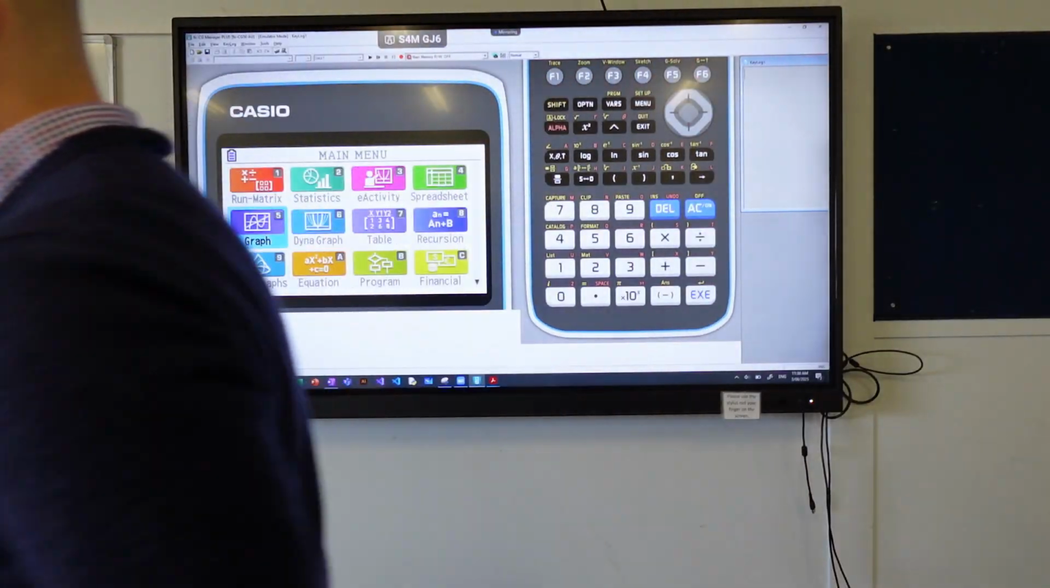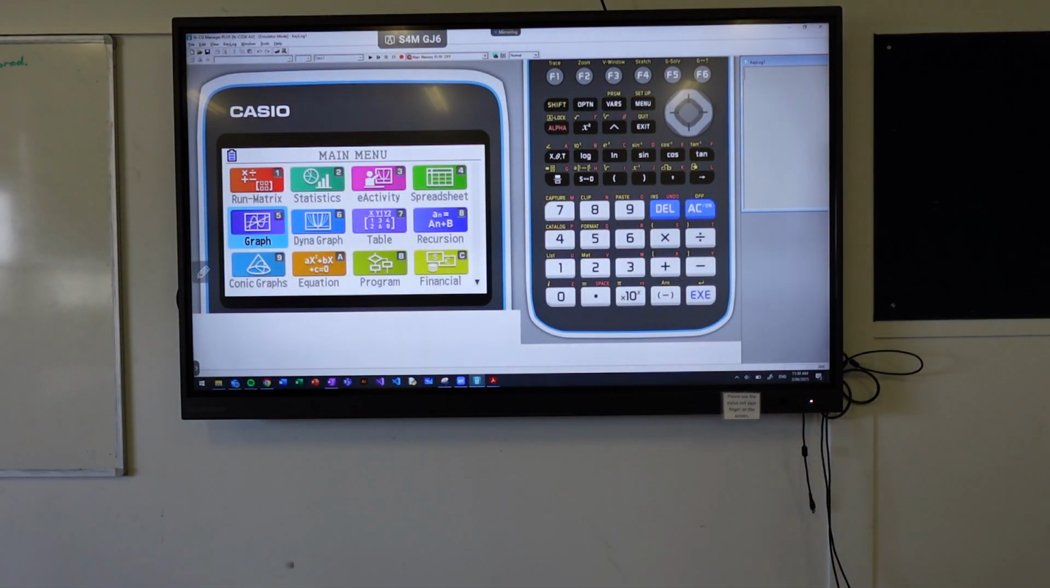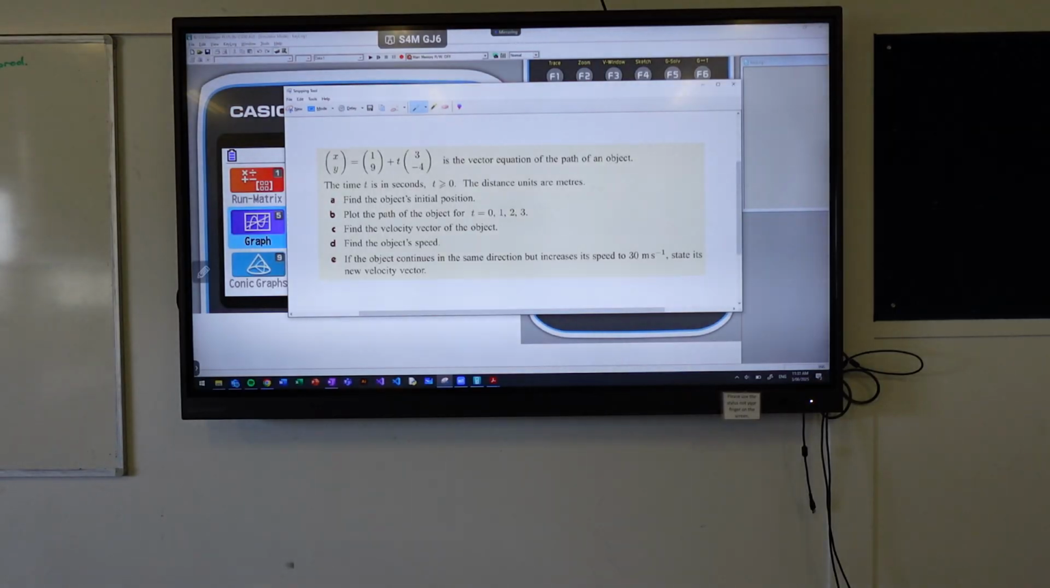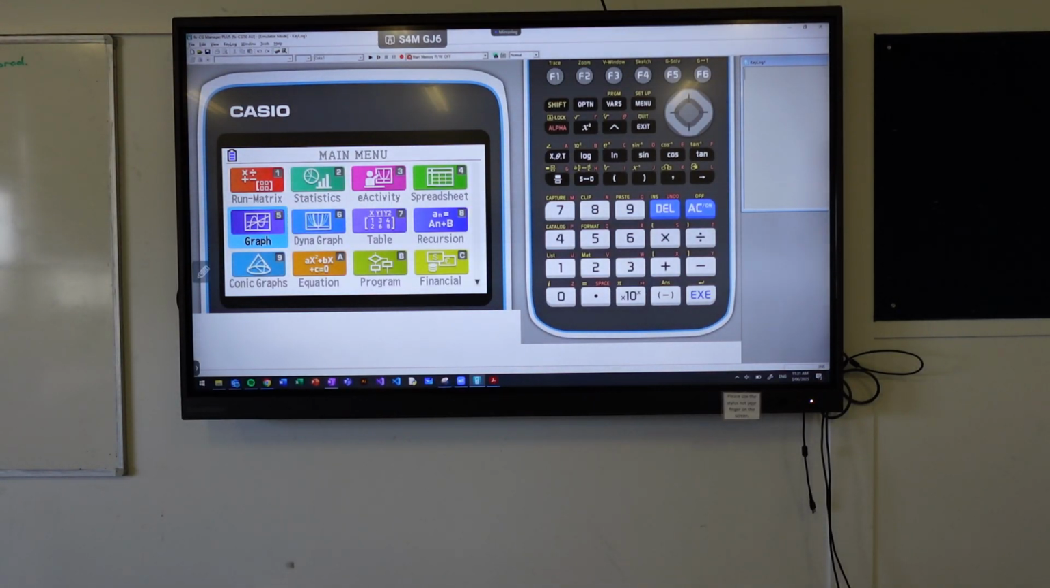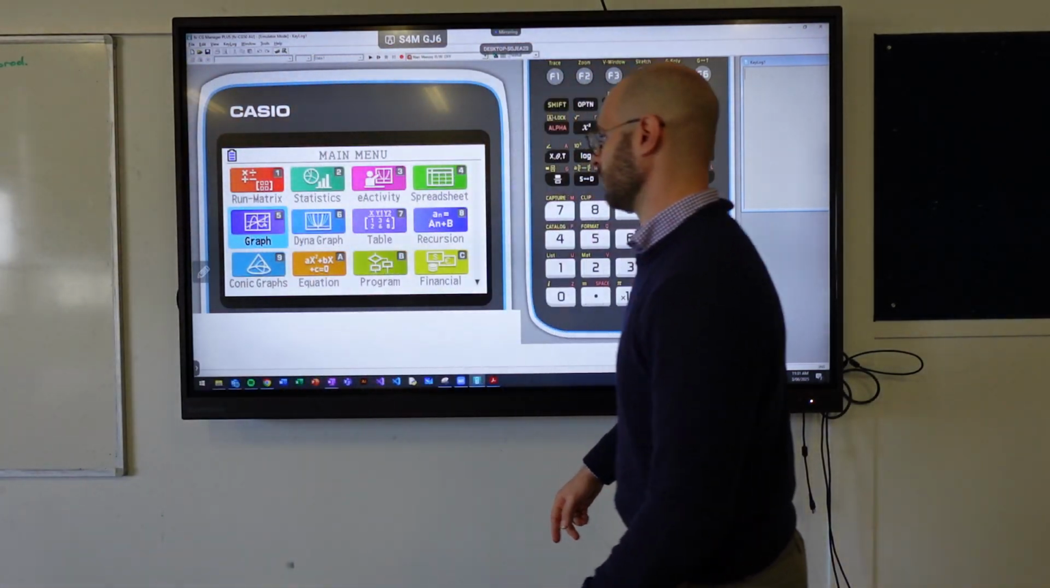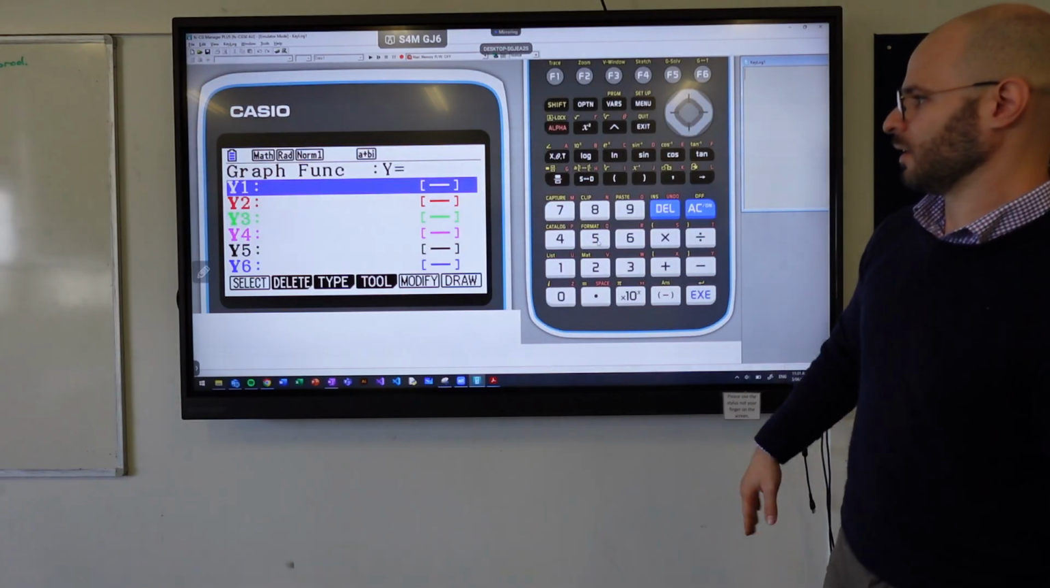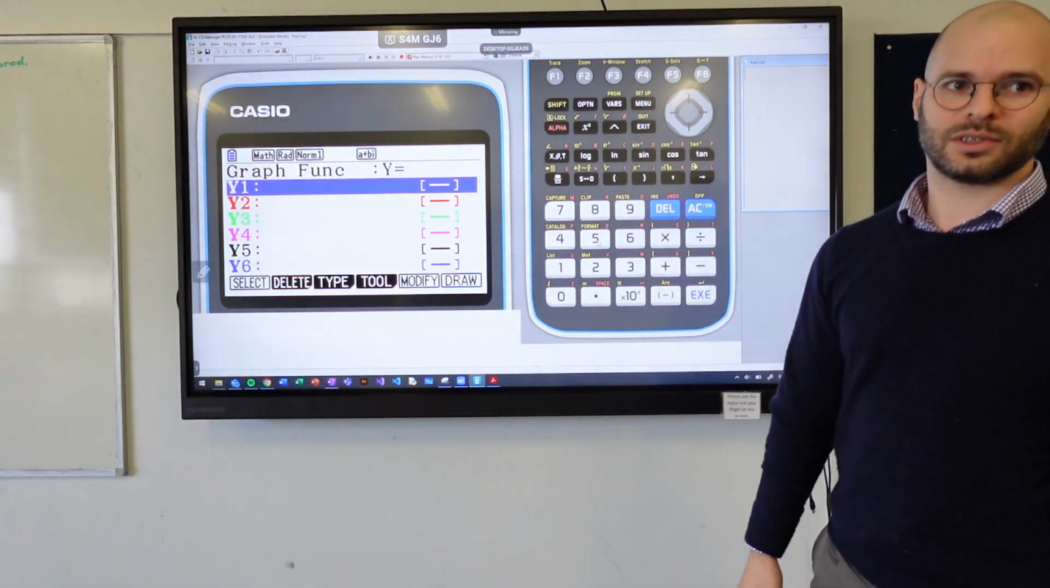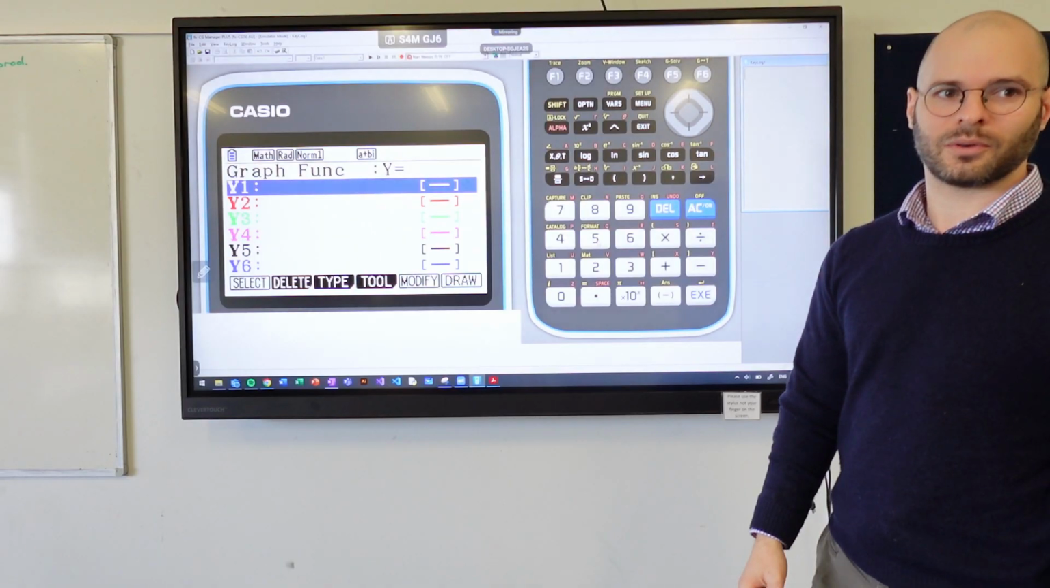What we want to do to be able to do questions like this one on the board is we need to know how to, well, you can do it in the run matrix mode, but a better way to do it, in my honest opinion, is to do it in the graphing mode. So we'll load up the graphing mode and we're presented with y equals. Now, we're not dealing with y equals, are we?